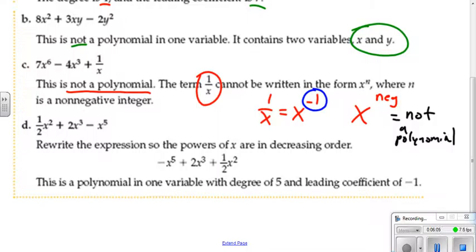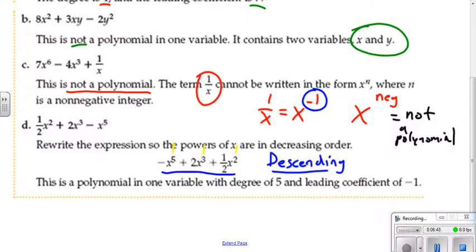And for this last one, if we have 1/2 x squared plus 2x cubed minus x to the 5th power, and we want to rewrite it so that the powers of x are in descending order, or decreasing. A lot of times you'll see it written as descending order. That just means that we start at our highest power and work our way down. So we would write it as negative x to the 5th plus 2x cubed plus 1/2 x squared. And it's easier to organize it if we have the highest power, so start at the top and just work our way down.